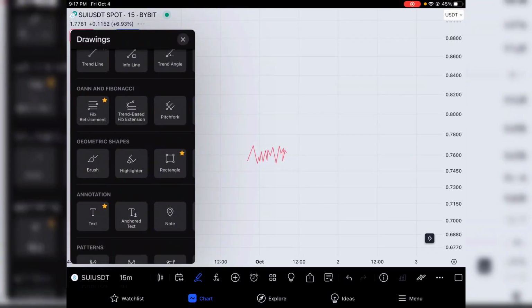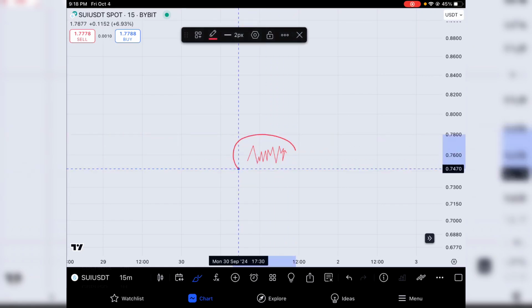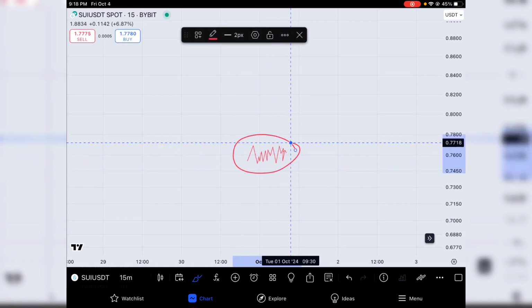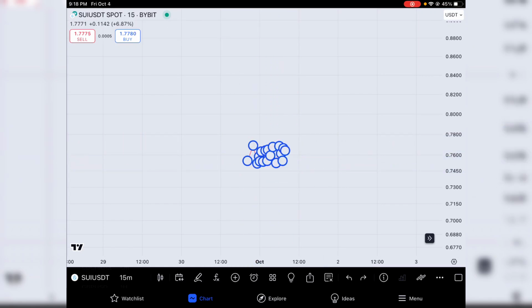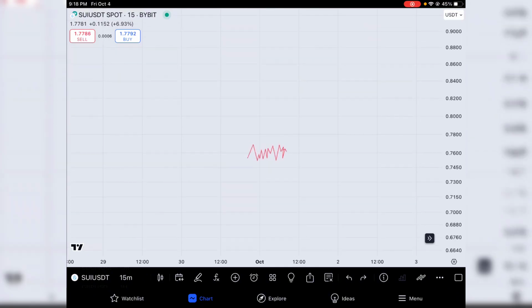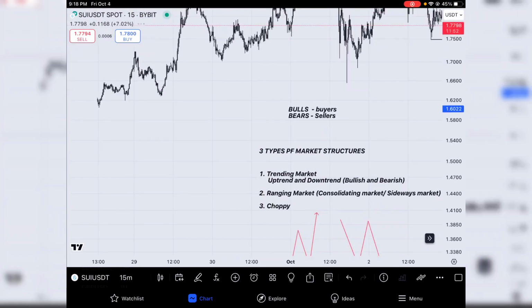That's a choppy market. This kind of market is the market that you need to run away from because it will make you look as if you don't know how to trade. Just run away from choppy market. It's not tradable. Now, let me go to the chart to show you what they mean.